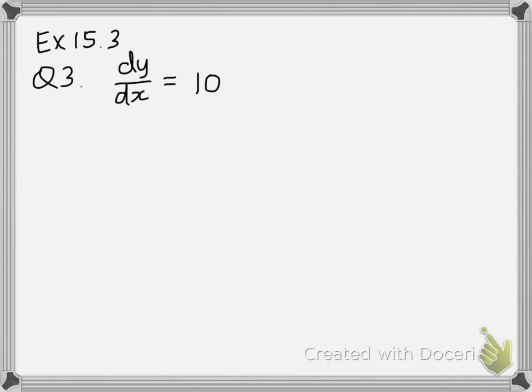For example, let's say, okay, this is exercise 15.3, question 3. You were told that the dy dx of a curve is 10x to the power 3 over 2, minus 2 over square root of x. And then it says this curve passes through this point, and you're supposed to find the equation of the curve.